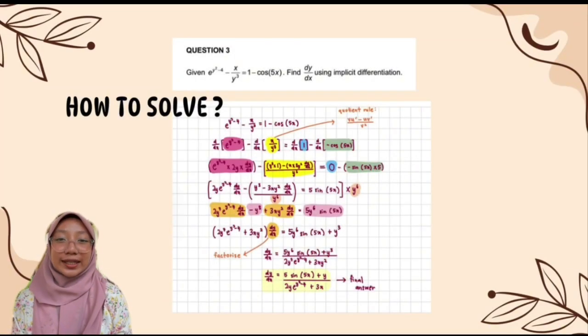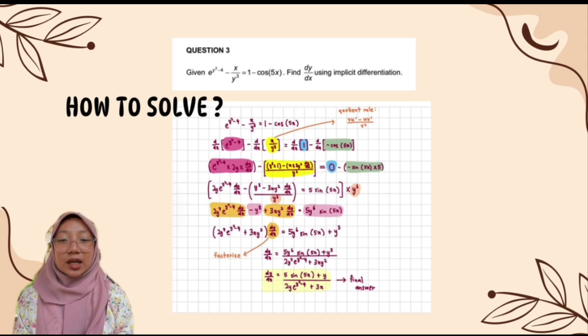Now, to solve question 3, we have to use implicit differentiation. For implicit differentiation, we have to make sure that we have d/dx in front of all of our equation. For example, d/dx of e to the power of (y squared minus 4), minus d/dx of x over y cubed, equals d/dx of 1 minus d/dx of negative cos 5x. Then we have to differentiate all of it.